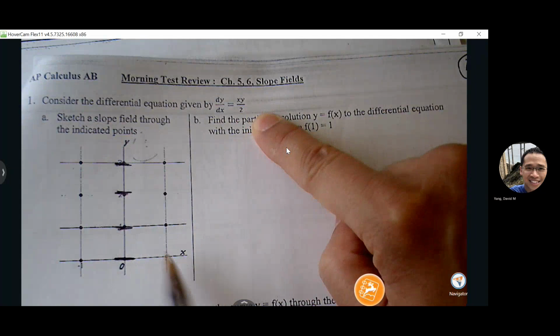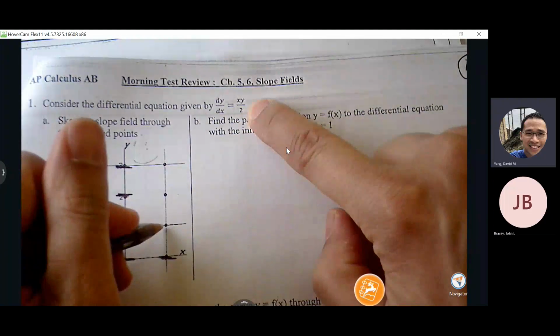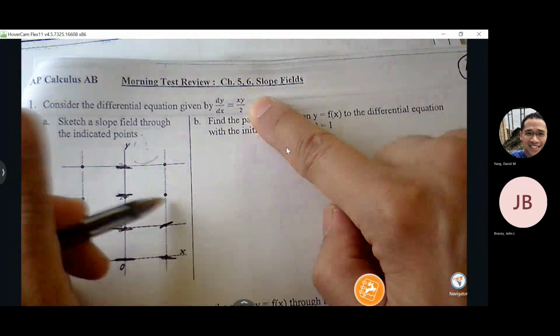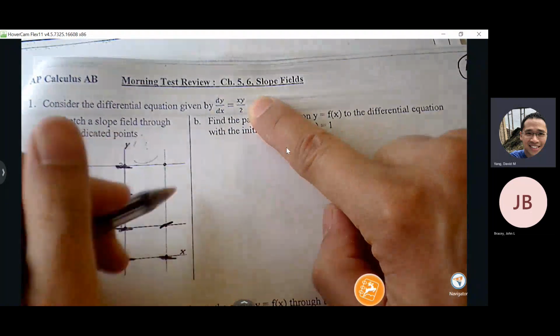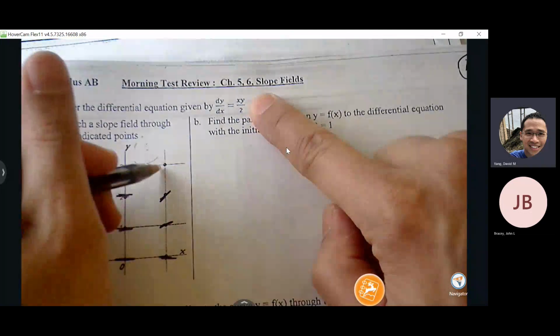(1, 0), also 0. (1, 1) will give me 1/2, positive slope. (1, 2), 2 over 2, will give me positive slope. (1, 3), 3 over 2, positive slope.